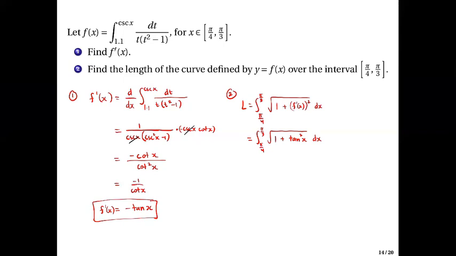But what is this? 1 plus tangent squared x. This is just secant squared x. So in here, you'll just have integral from pi over 4 up to pi over 3 square root of secant squared x dx, or simply we have integral from pi over 4 up to pi over 3 of secant x dx.